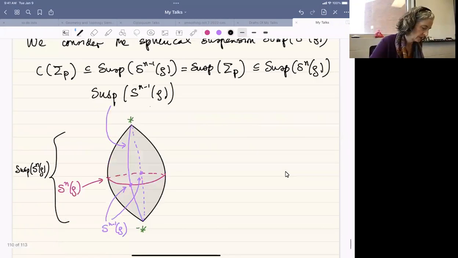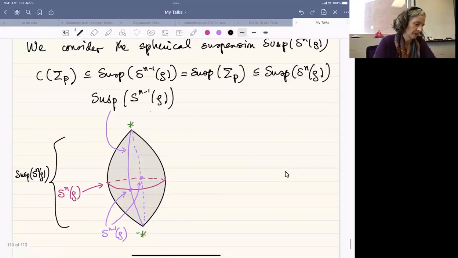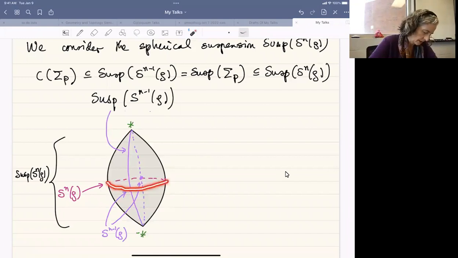So here's the picture you want to think about. This is supposed to be my S^n of rho here, and then we've suspended it. These are my suspension points. And then within the S^n of rho, these 2 points are supposed to pictorially represent, so I'm doing everything in low dimensions so I can draw it, the S^{n-1} of rho. And then when we suspend that, we're getting all of this over here.